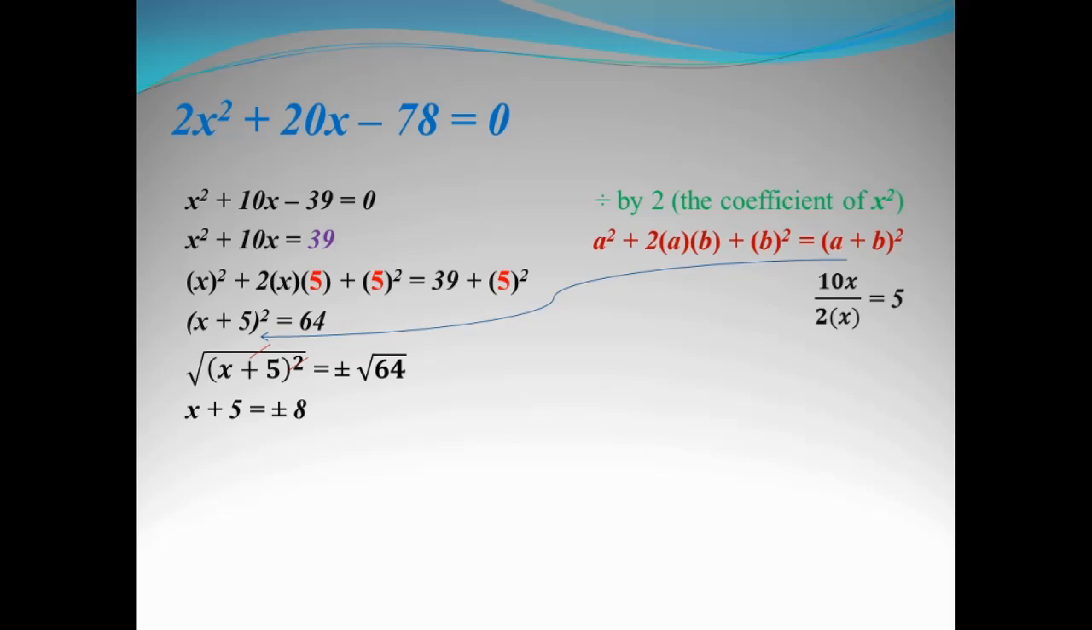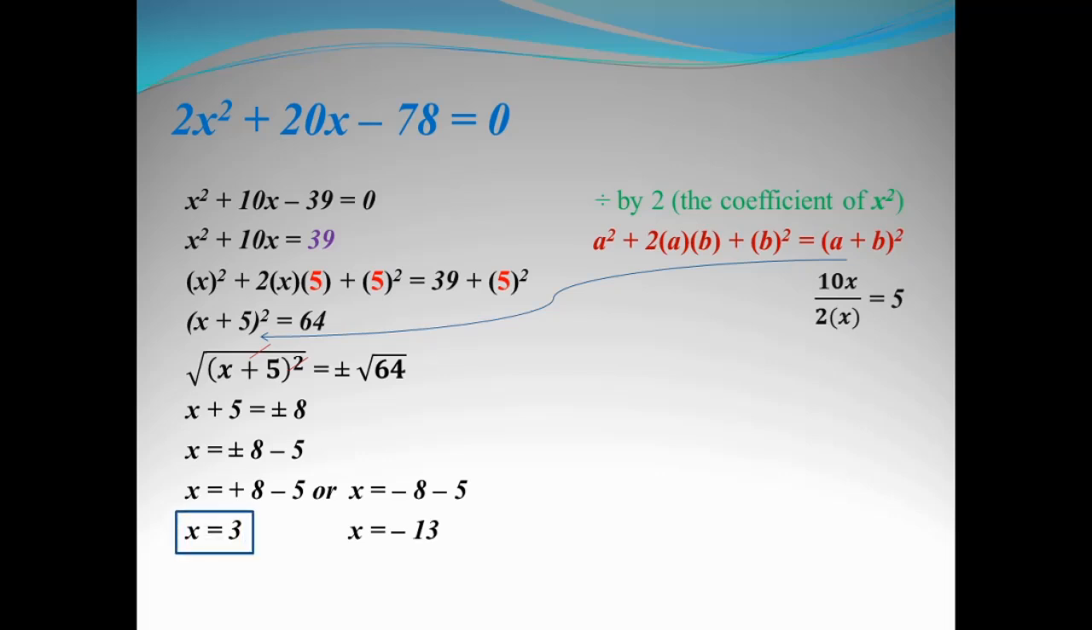Then you will shift 5 to the right side of the equation, it will be minus 5 on the other side, changing its sign, and you will split this equation into 2 separate equations. The first one is x is equal to plus 8 minus 5, and the second one is x equals minus 8 minus 5, and your answers are x is equal to 3 and x is equal to minus 13, by solving each of these equations respectively.